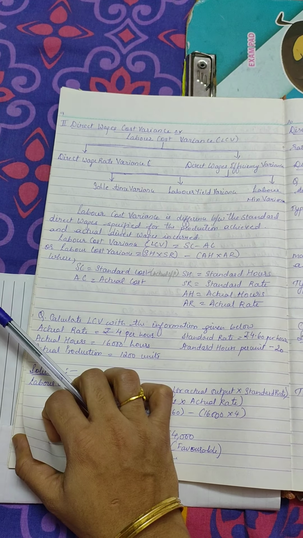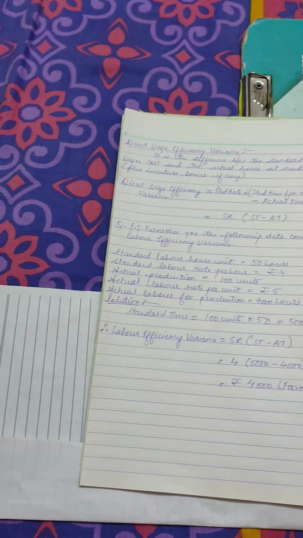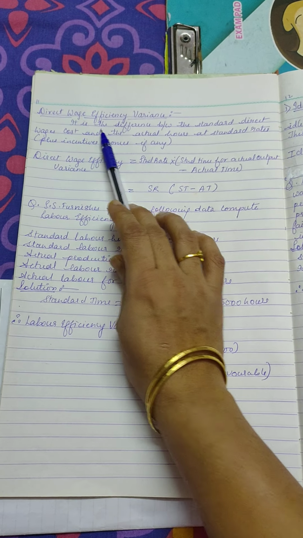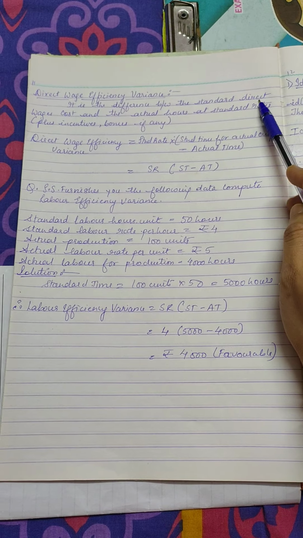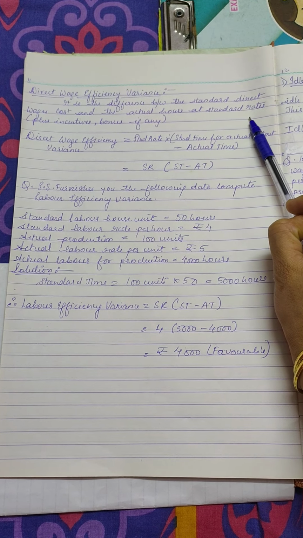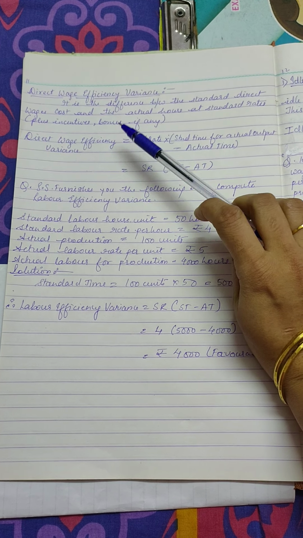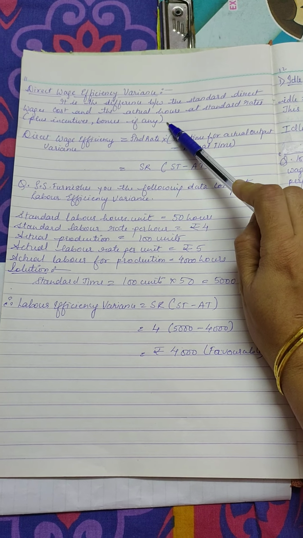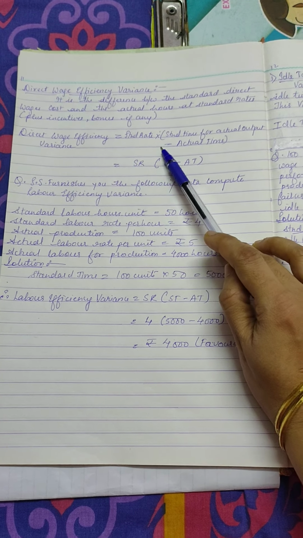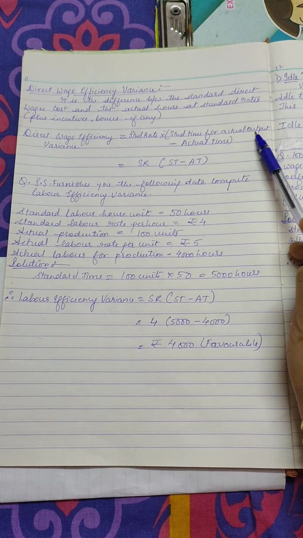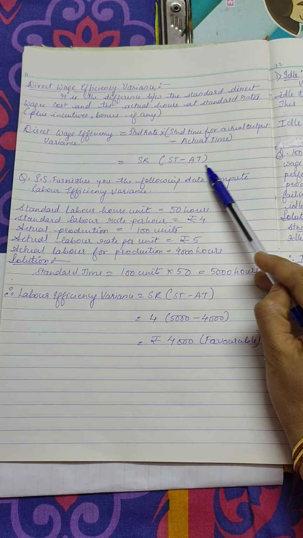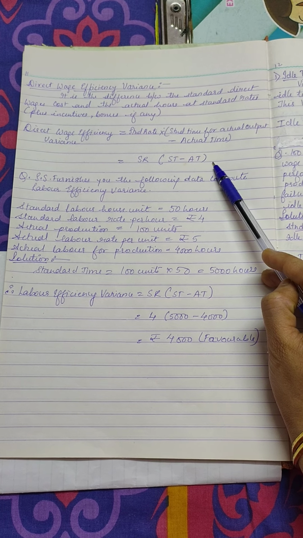Next, direct wage efficiency variance. Let us have a look. What is that? It is the difference between the standard direct wage cost and the actual hours at a standard rate, plus incentives or bonus if any. Direct wage efficiency variance is equal to standard rate into standard time for actual output minus actual time. That is SR into ST minus AT, the short form of that.